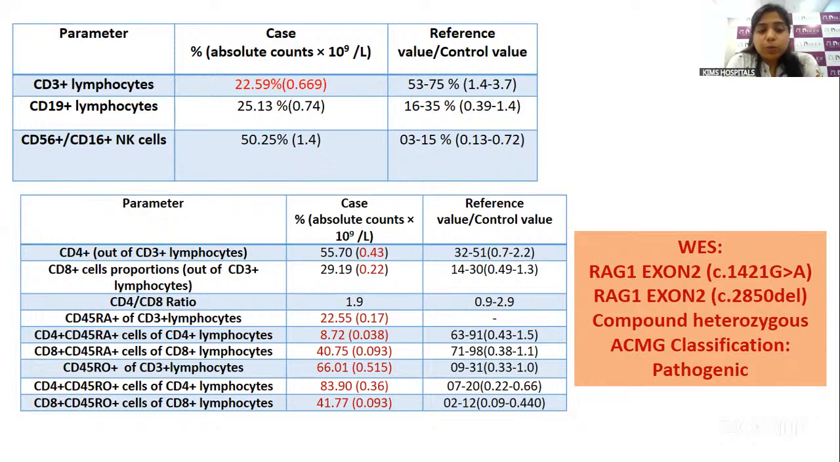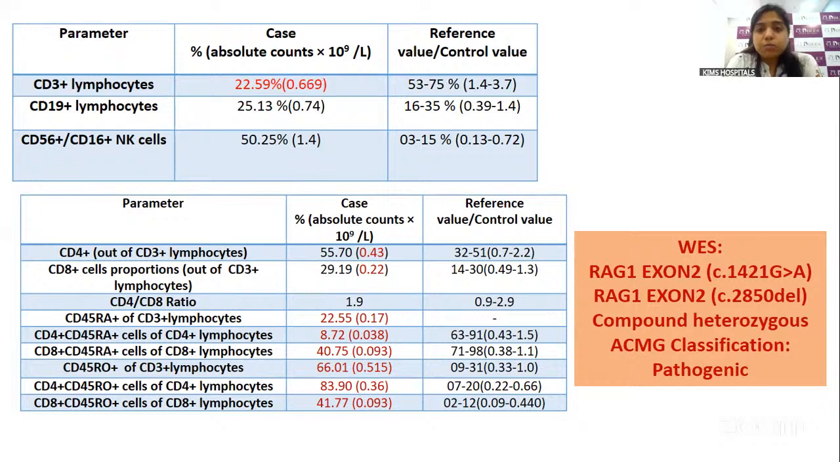So the naive cells are the ones that are seen in the babies before exposure to antigen. Once the antigen is exposed, they will all convert into memory cells. In a newborn period, the naive cells were more compared to memory, almost 70 to 80%. In an adolescent, the ratios get reversed. And in this child, when we saw, the naive cells are very low and the memory cells are high, suggesting it is a combined immunodeficiency.